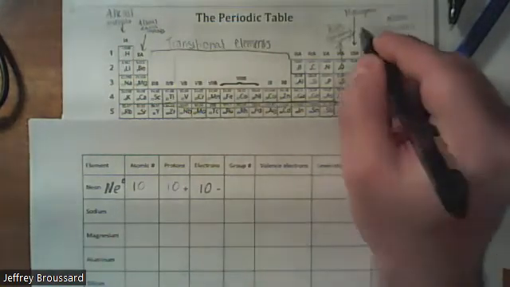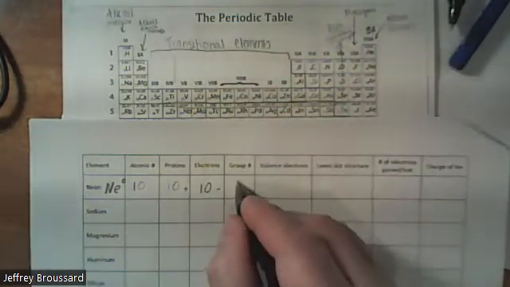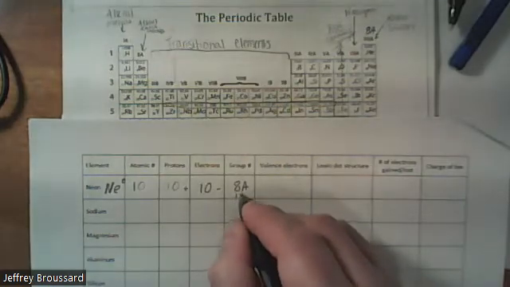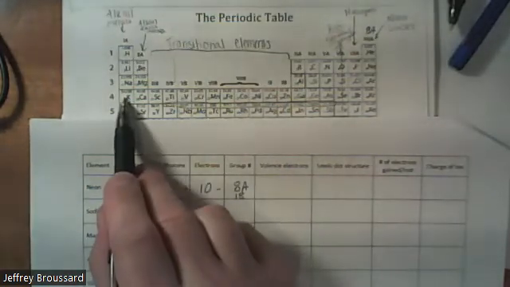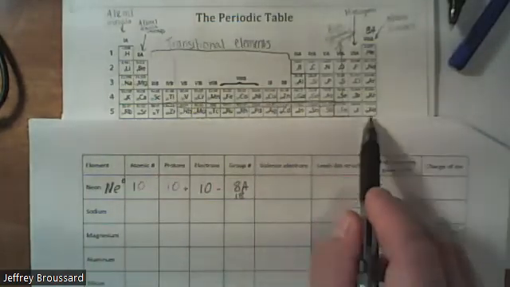Now the group number is 8A. You could also write 18, because as we go left to right, we have 1, 2, 3, 4, 5, 6, 7, 8, 9, 10, all the way to 18.